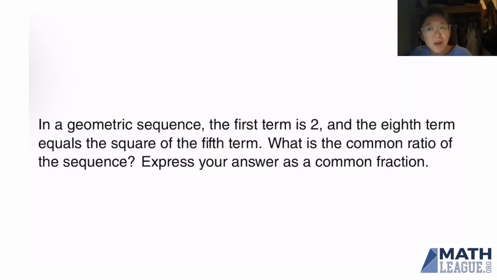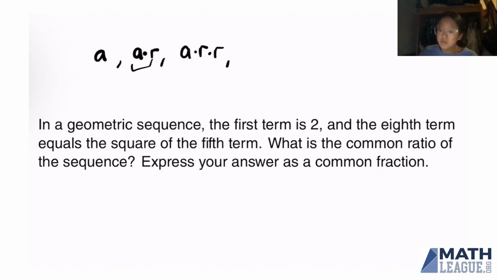Okay, so a geometric sequence, some of you might know, is a sequence where you have some number. Let's say we start with the number a. That's the first number in the sequence. Then the second number is a times some common ratio r. The third term is a times r, which is the second term, times r again. As you keep moving up, you take the previous term and multiply by r. So the fourth term would be ar cubed, and the fifth term would be ar to the fourth.